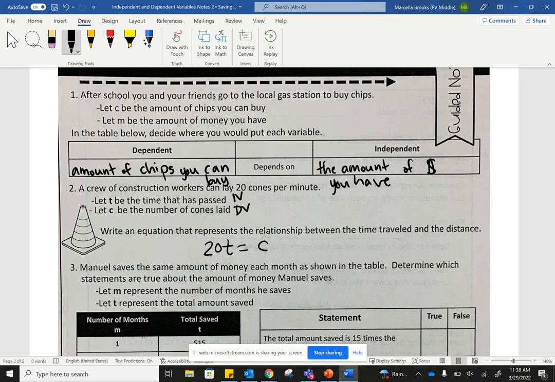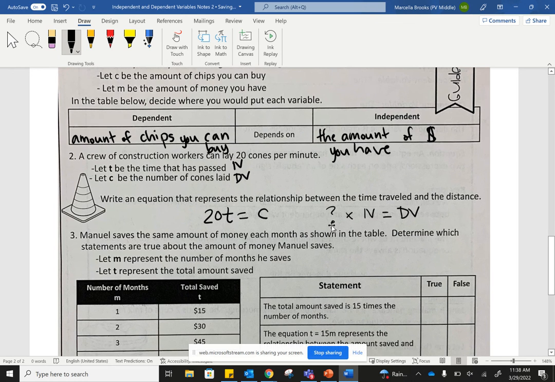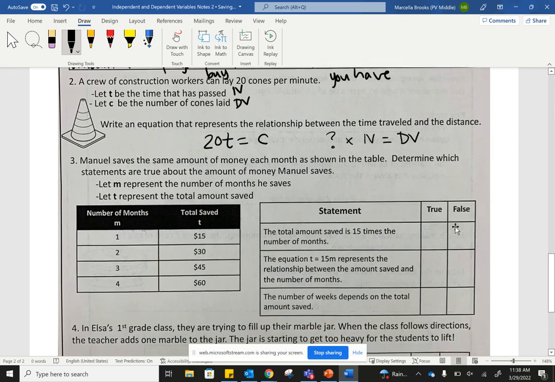So often when you look at our equations, it's going to be whatever the number is times the IV that is going to give you your DV. That's what most of our equations are going to look like. The independent variable multiplied by the number is going to give us our DV, or dependent variable.